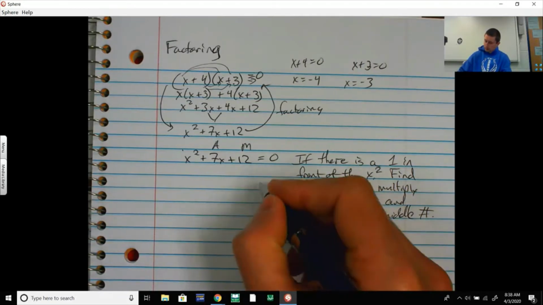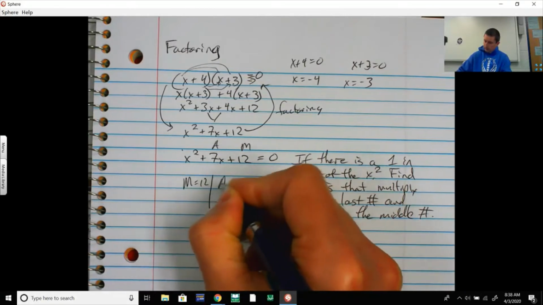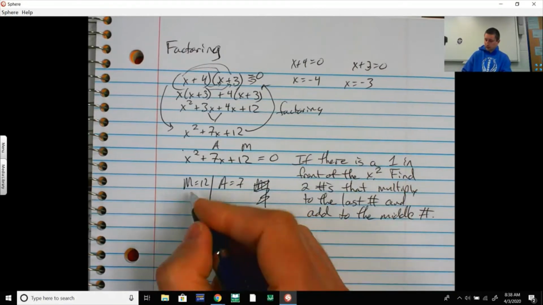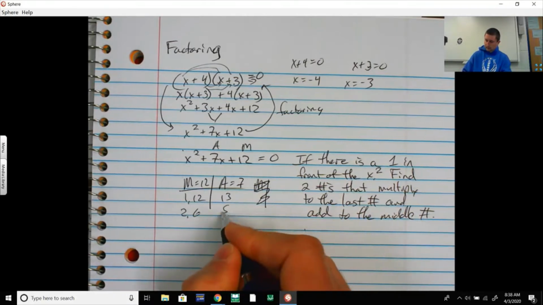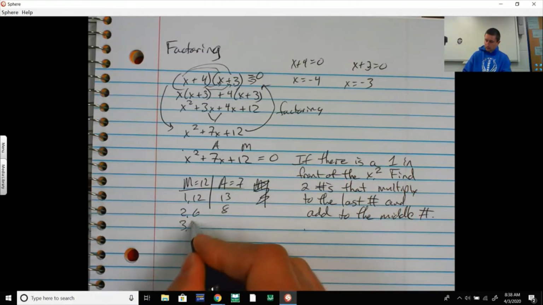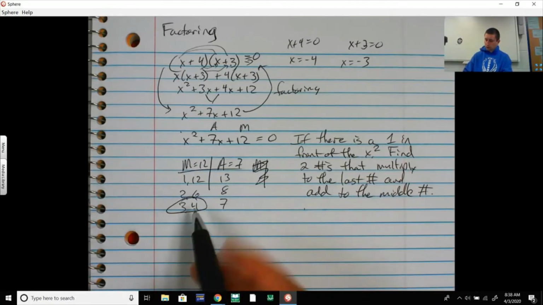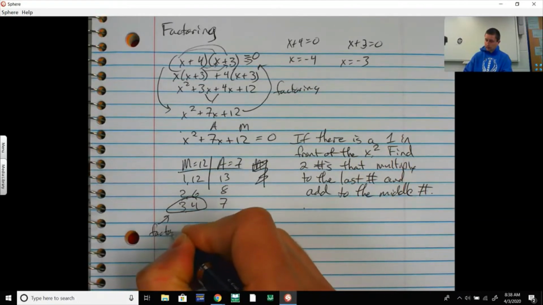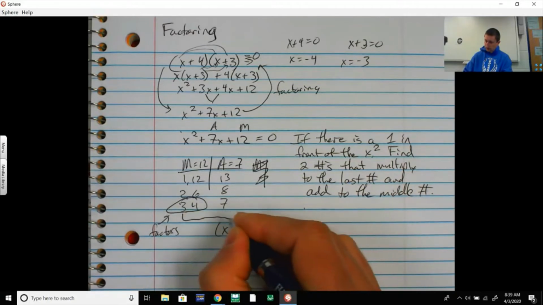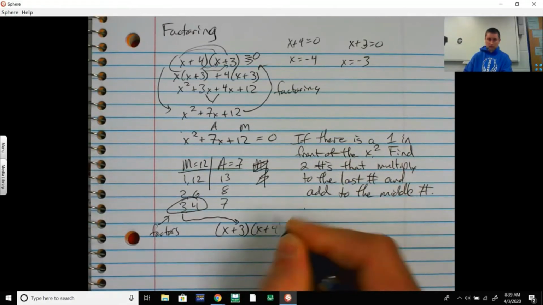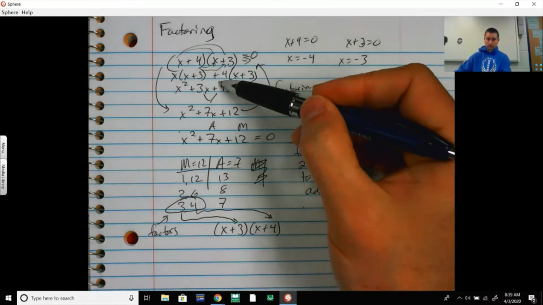So the 2 numbers have to multiply to 12 and add to 7. So what multiplies to 12? Well, that could be 1 and 12, that adds to 13, not it. It could be 2 and 6, that adds to 8, that's not it. It could be 3 and 4, that adds to 7. Those are our 2 numbers. Okay, those are what we call the factors. So it would factor into x plus 3 times x plus 4, which are the 2 parts that multiply to our original expression here.